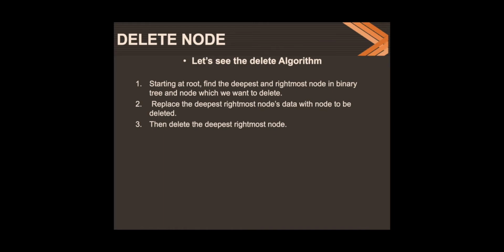Now let's talk about deleting a node. Let's see the delete algorithm. Number 1. Starting at the root, find the deepest and rightmost node in the binary tree and the node which we want to delete. Number 2. Replace the deepest rightmost node's data with the node to be deleted. Number 3. Delete the deepest rightmost node.